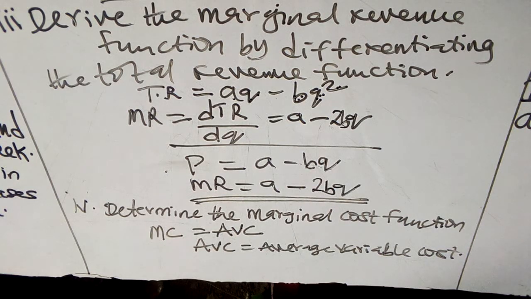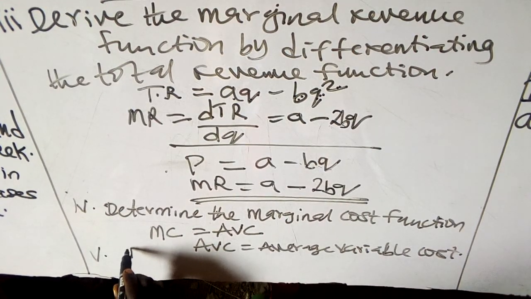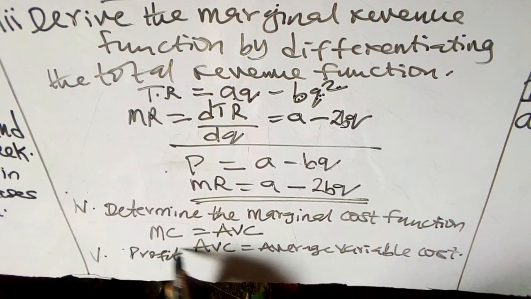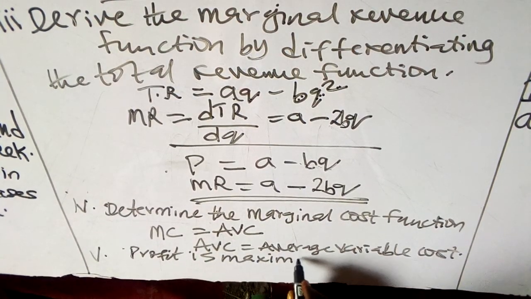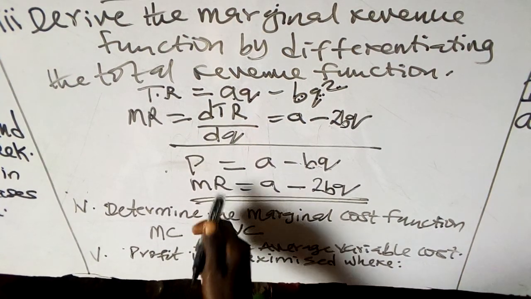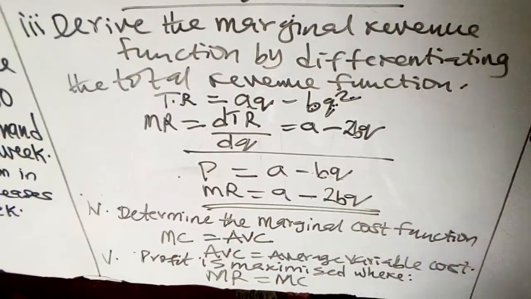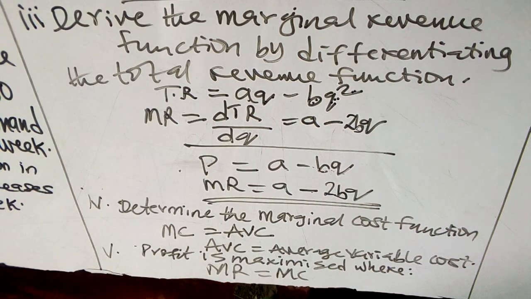The last step, step 5, is to maximize profit. Profit is maximized where MR, that is your marginal revenue obtained here, equals MC, that is marginal cost. I've told you that your marginal cost will be the average variable cost. So when you equate that, you solve to find the value of Q. So those are the steps for determining the optimum price of a product.